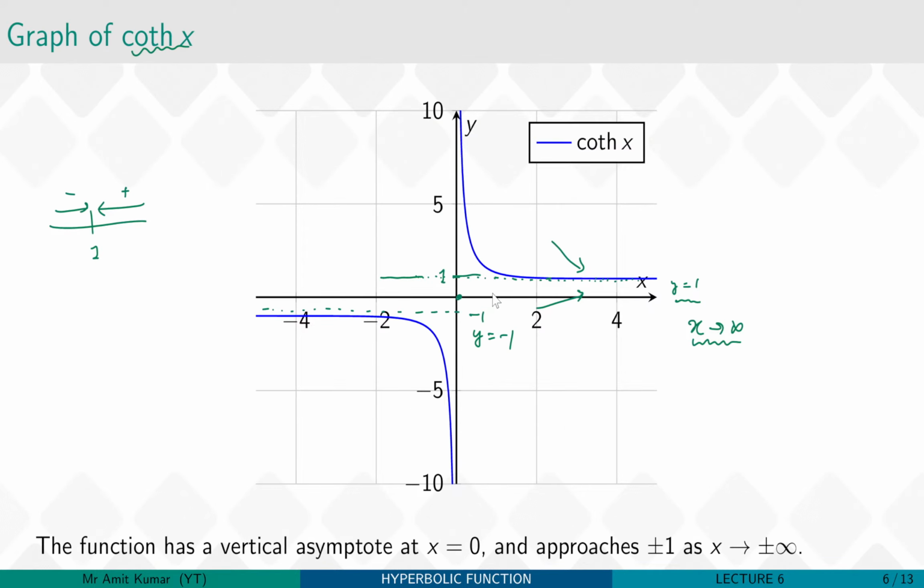That means when x approaches 0 from the right hand side, what is the behavior of this function coth hyperbolic x? Basically, it goes to positive infinity. Similarly, when x approaches 0 from the left hand side, then the graph goes to minus infinity. This graph looks like the graph of 1 by x. The graph of 1 by x is like this.